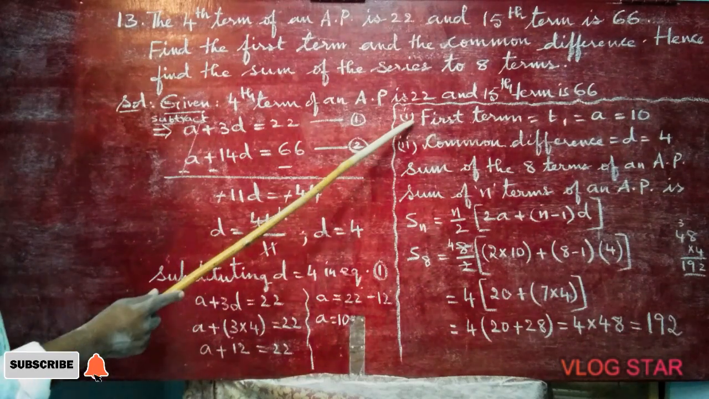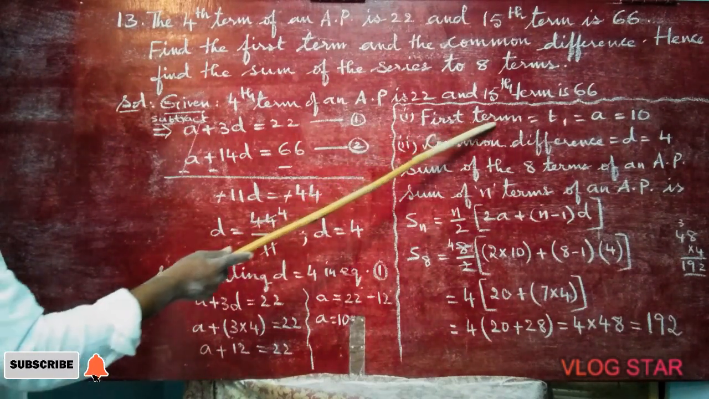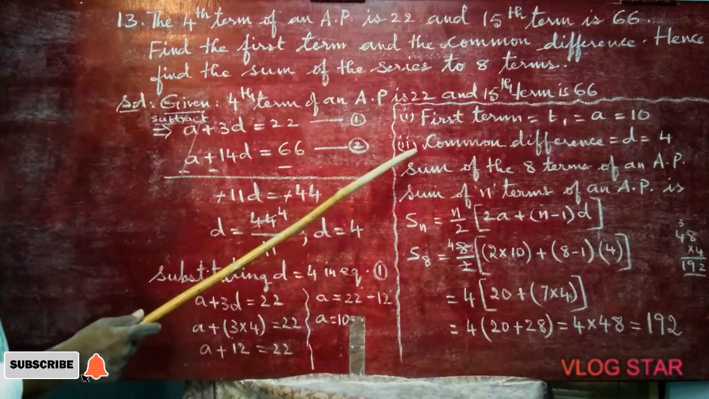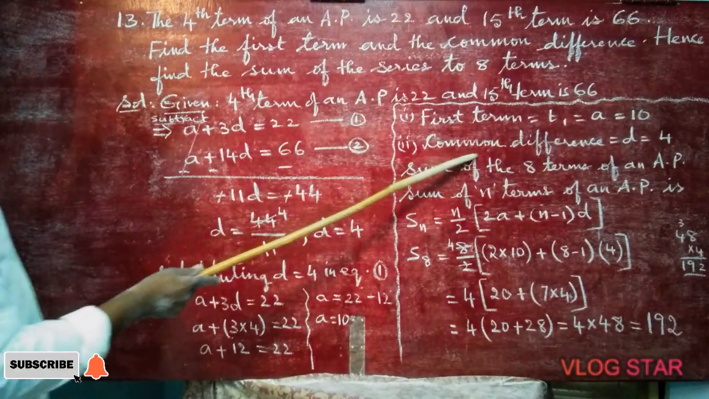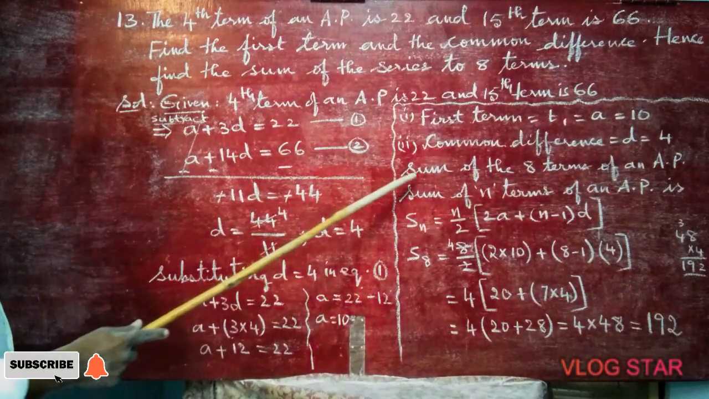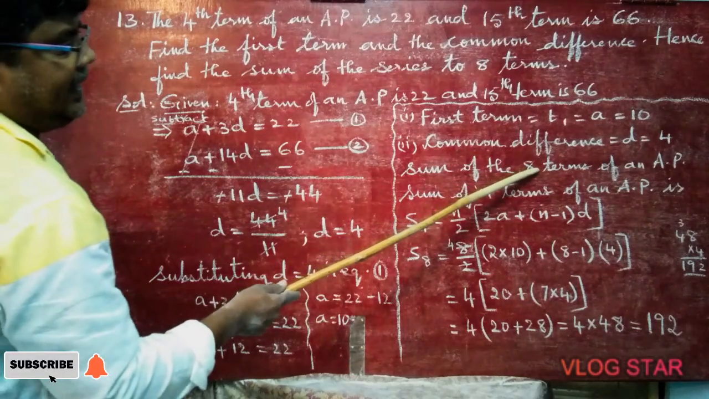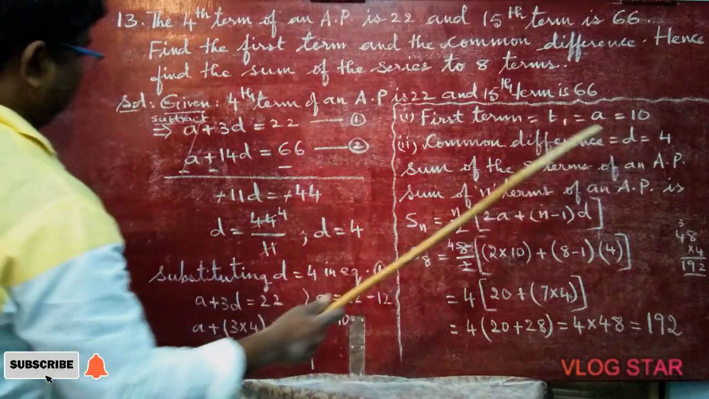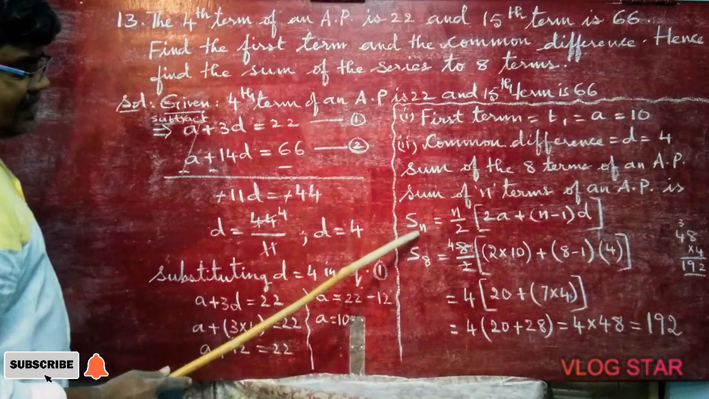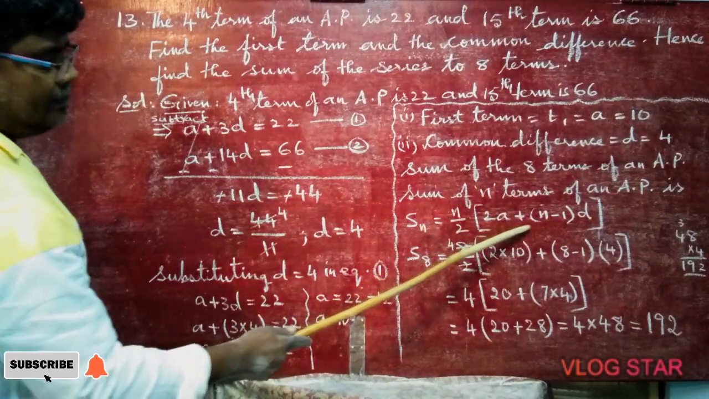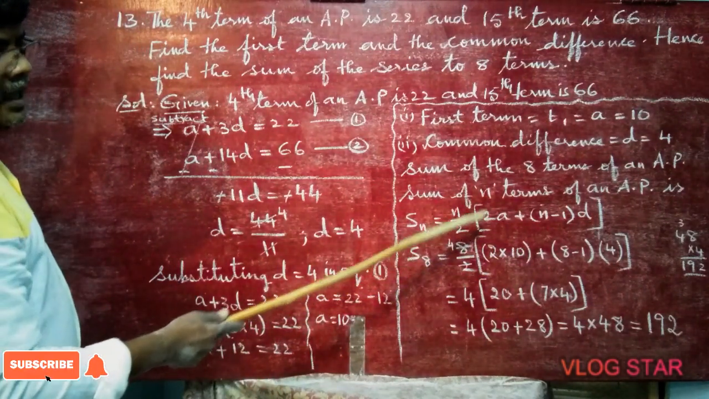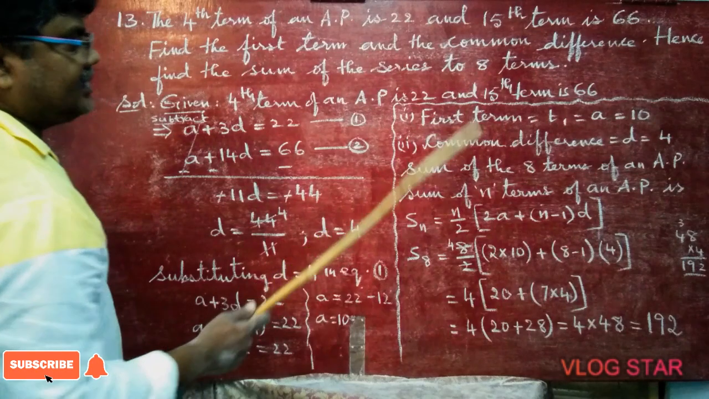Now they ask what they are told to find. First term T1 is equal to A. How much we got? 10. Next they told to find the common difference, D is equal to 4 we got. Then last they are asking to find the sum of 8 terms of an AP. Sum of n terms of an AP is Sn is equal to n by 2 into 2A plus n minus 1 into D. Why am I using this formula? L is not there. Last term is not there.